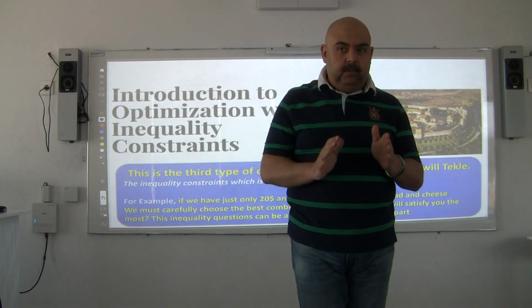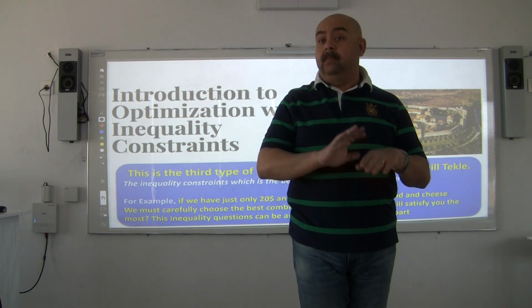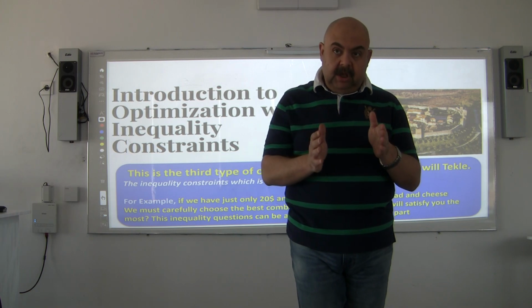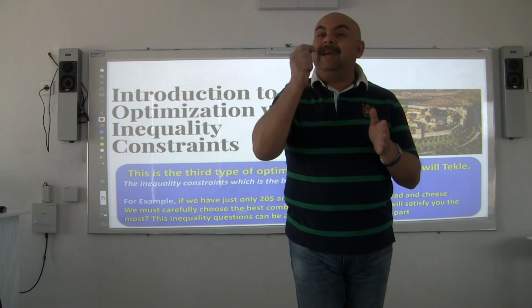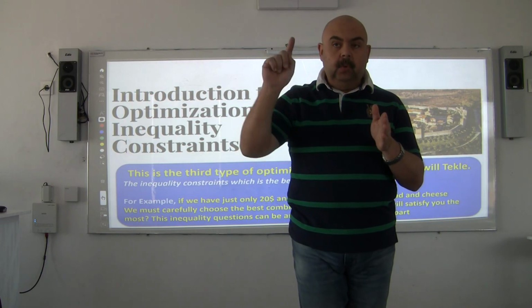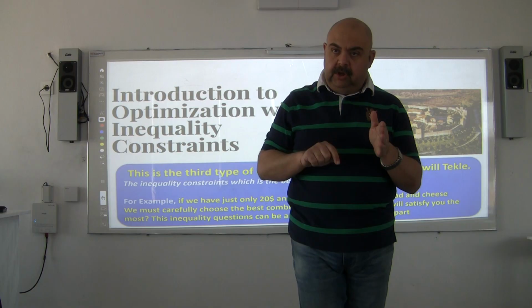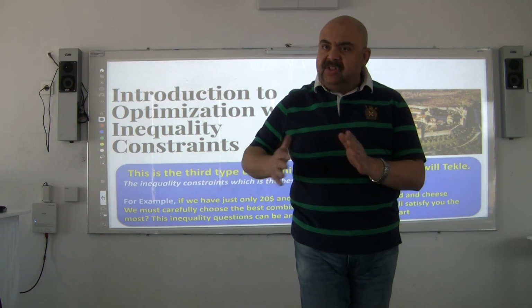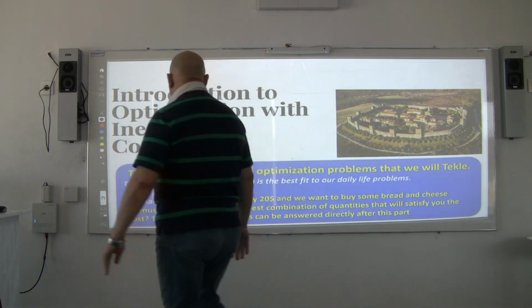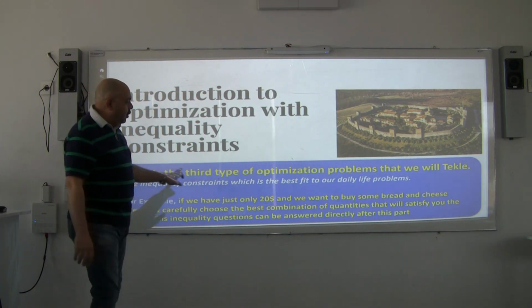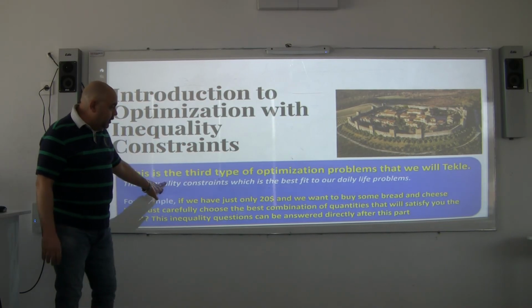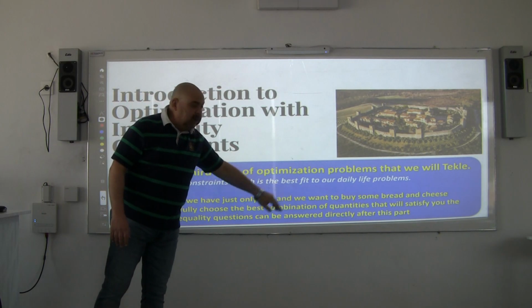Number 3 type, which is the last type, and the more general one, is discussing the optimality function under inequality constraints. So I will start to see constraints with less than or equal, greater than or equal, or a max between them and the equality constraints. So that's the most generalized answer. So this is the third type of optimization problem that we will take. The inequality constraints, which is the best fit to our daily life problems.